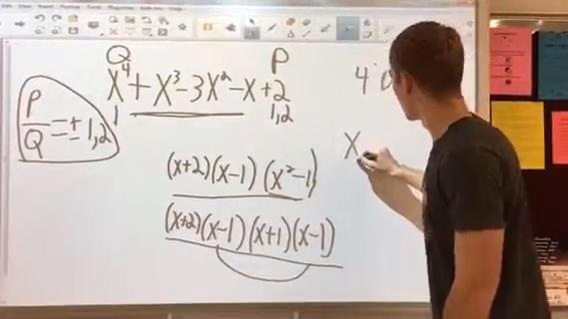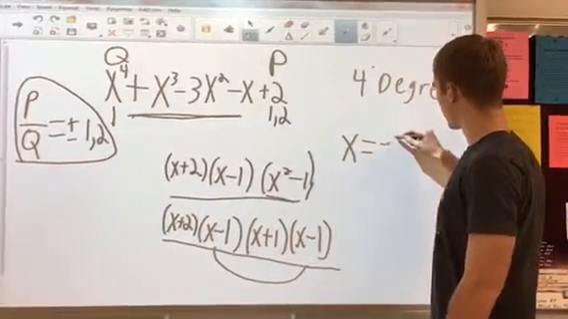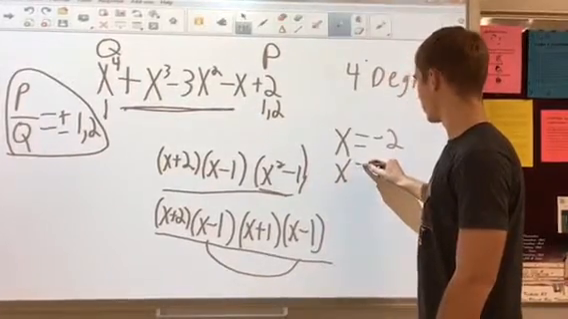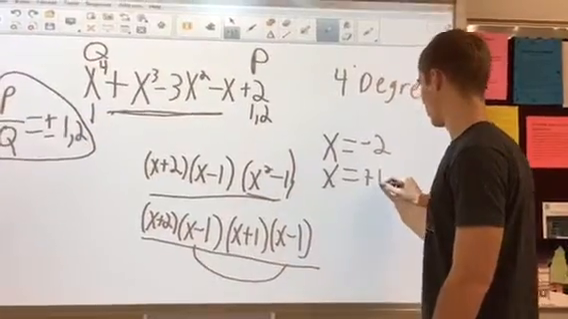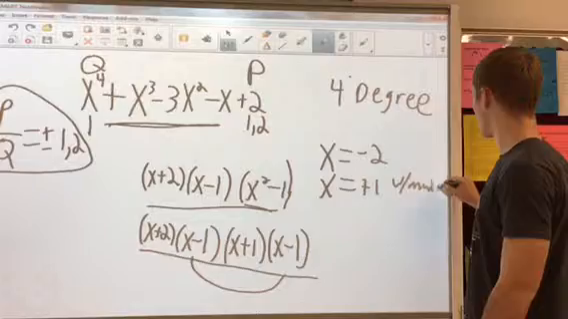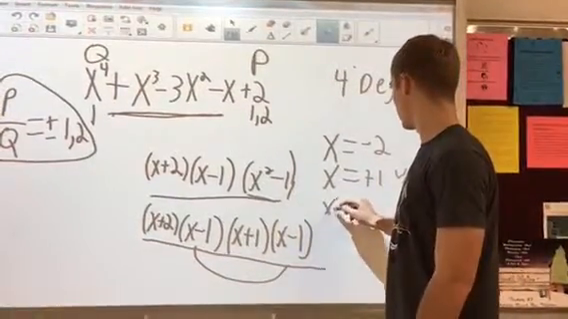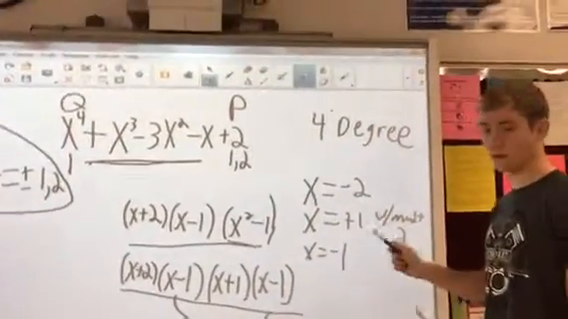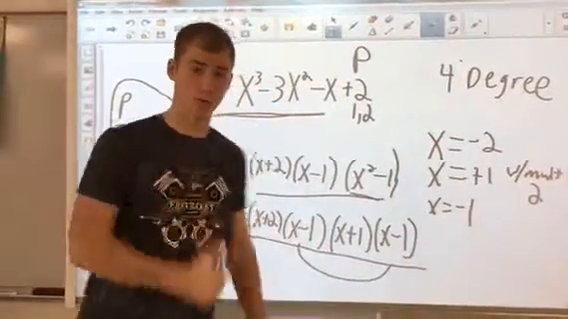So we write it as the zeros. It'll equal x equals negative 2, x equals plus 1 with a multiplicity of 2, and x equals negative 1. And those are our zeros. And now we will move on to the next step, where we graph this polynomial.